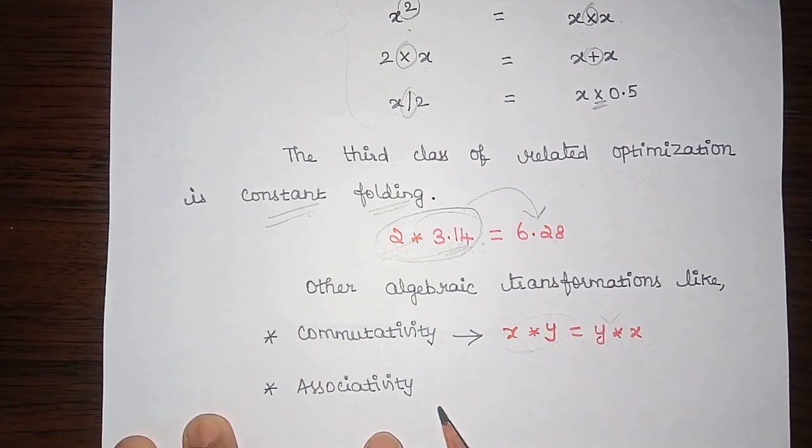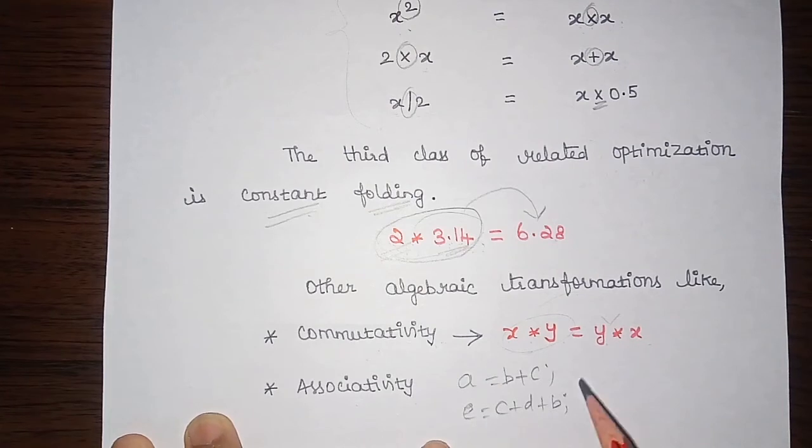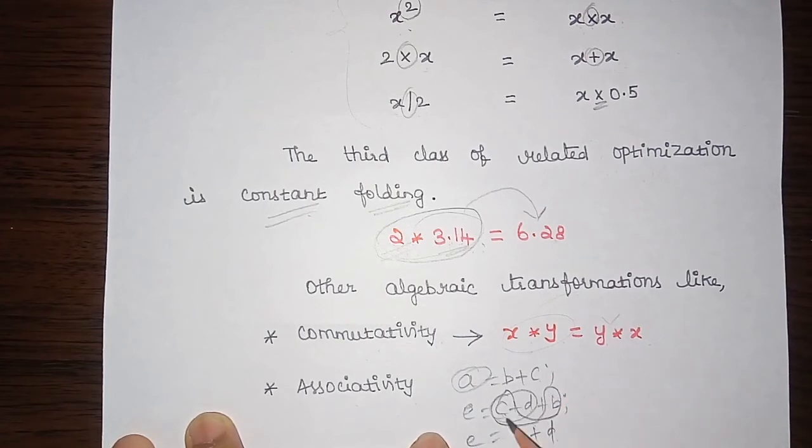And for the associativity law, for example, when there are expressions like a is equal to b plus c and e is equal to c plus d plus b. When these statements are given, instead of writing this c plus d plus b, we can replace the c plus b by a. So how can we write this? e is equal to a plus d. So we can replace this c plus b by a. This is how we can apply the associativity law.